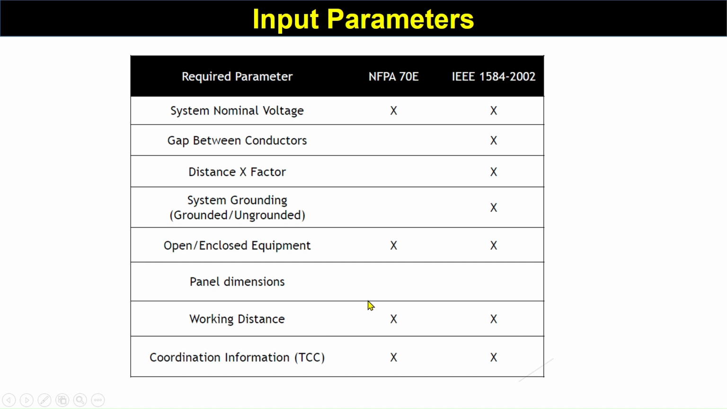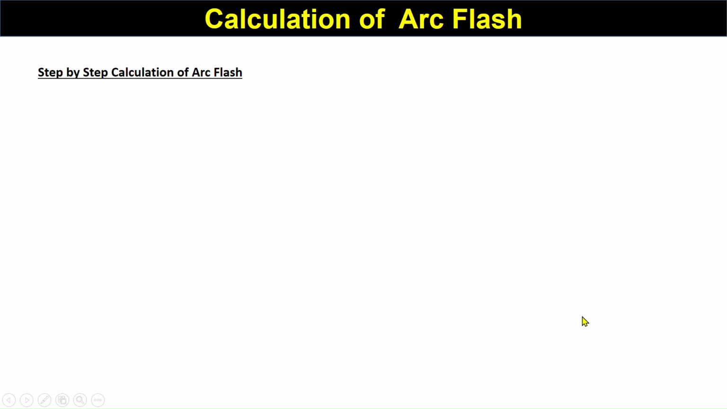The working distance, you have to input in both methods. And coordination information, that is the trip time, the time taken to trip the circuit, is needed for both methods. Now, the steps of calculating the arc flash.